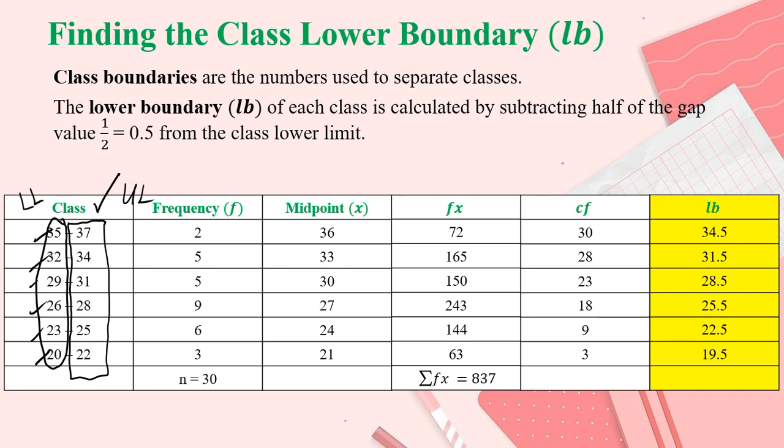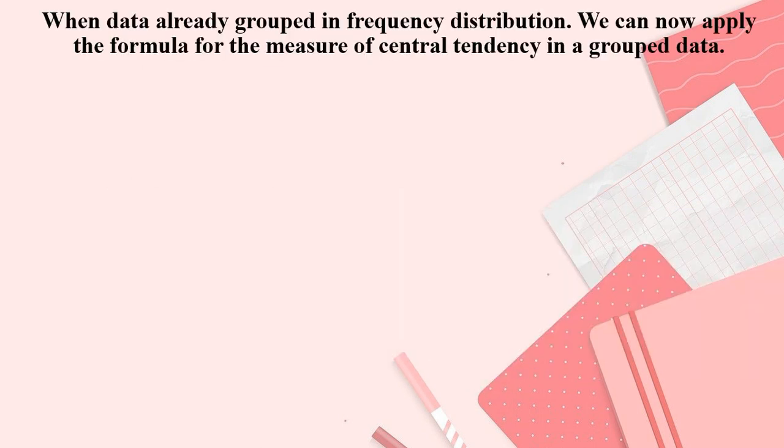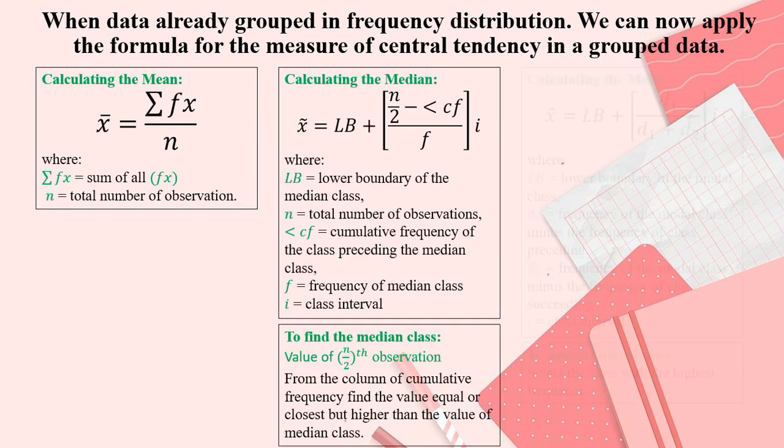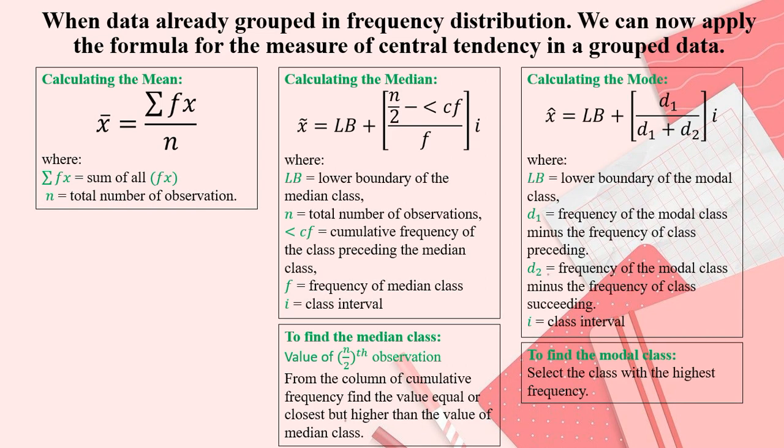Okay. So, with that, pwede na po nating makuha yung 3 measures of central tendency, which is the mean, the median, and mode in group data. So first, in calculating the mean, we have the formula summation of f of x divided by n, where summation of f of x is the sum of all the f of x. So yun na po yung nakuha nating sum kanina sa f of x.